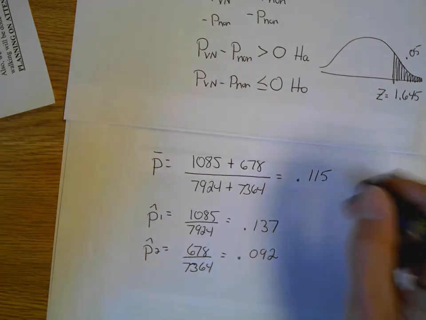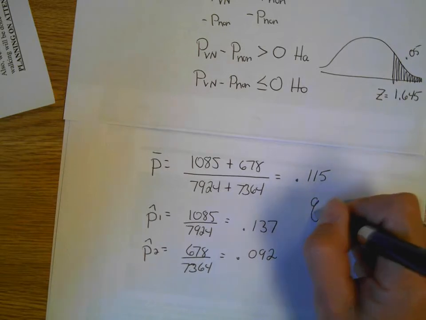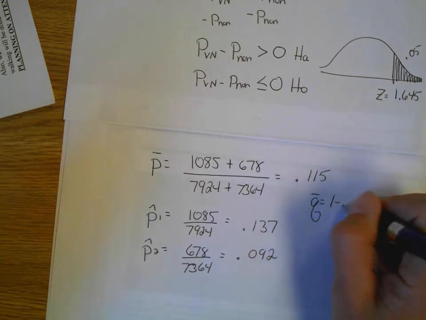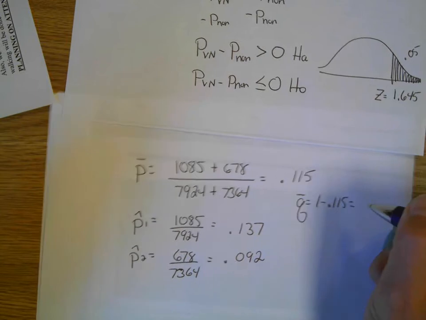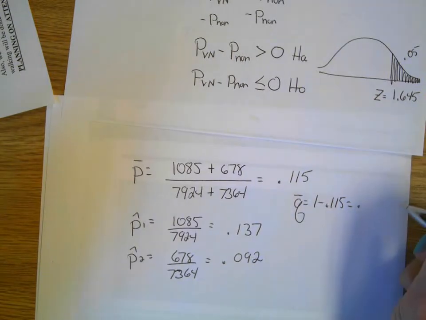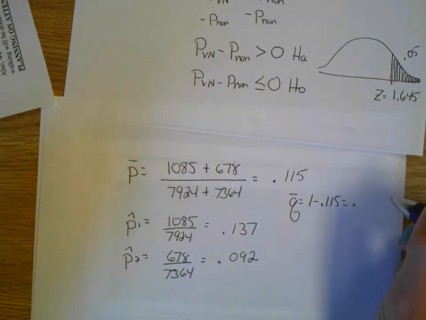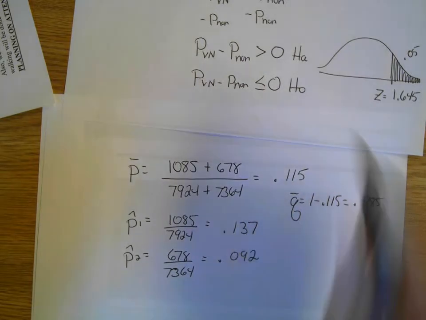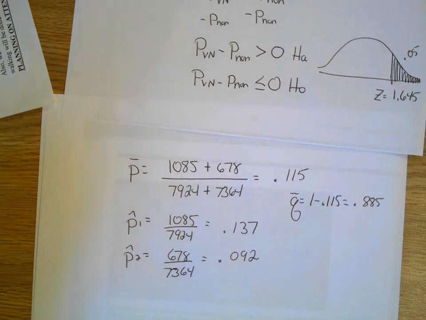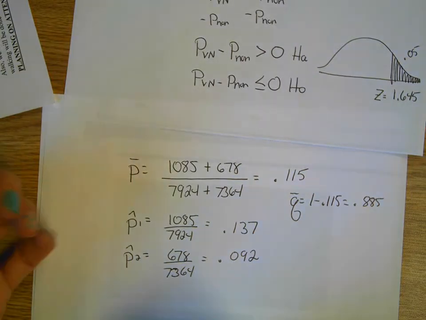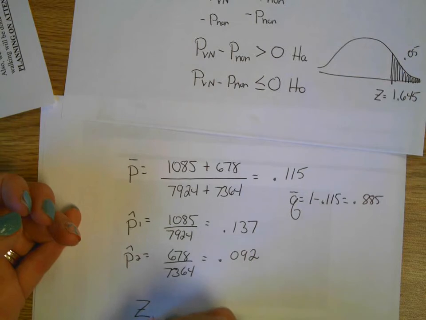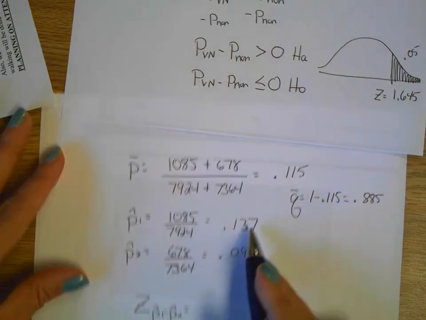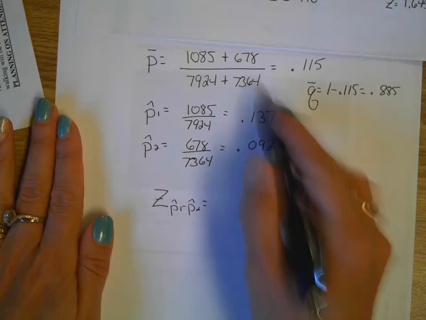Okay, we're going to need Q bar too. How do you get Q bar if you know P bar? Subtract from 1. That's going to give us what? 885. Okay, we've got everything we need to plug into that Z-score formula now. So the Z-score for P hat 1 minus P hat 2. Yep. So everything's here that we need.